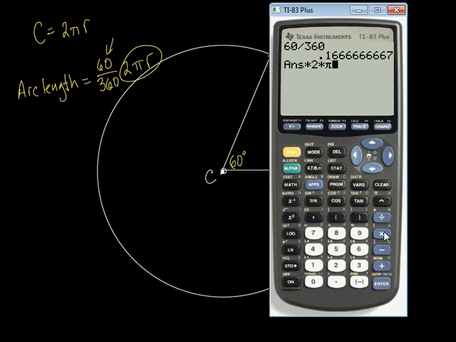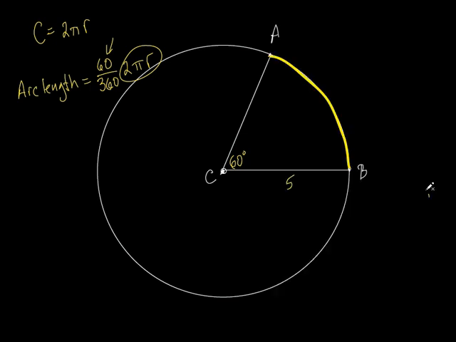Times 5. Or you could have just said pi times 10, couldn't you? 5. All right, and then equals, boom, there it is. 5.2. So that means that this distance right here is 5.2.